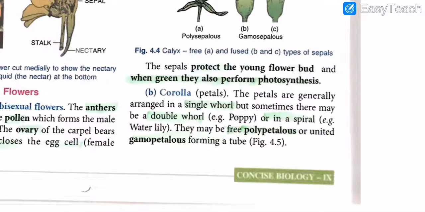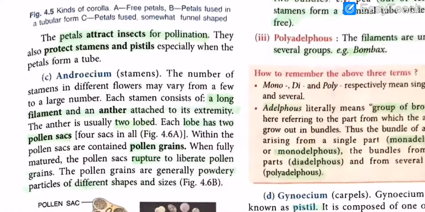So on the basis of that, it is polypetalous and gamopetalous. Now, the main function of petals is to attract insects for pollination. They also protect the stamens and the pistils, especially when they form a tube, when they go through the process of fertilization after pollination, of course, right?